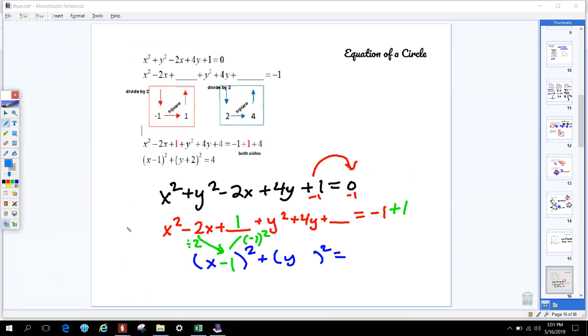Now going back, here, going down, I'm going to divide by 2. 4 divided by 2 is +2. +2 times +2 is +4. And then I add this 4 here. So now I just combine this. -1 plus 1 is 0. 0 plus 4 is 4. So that's how I got the equation.